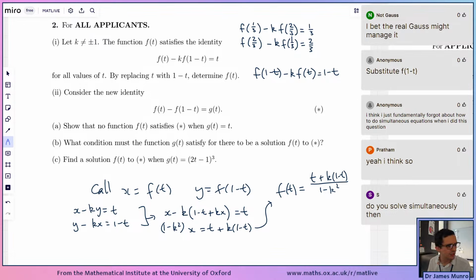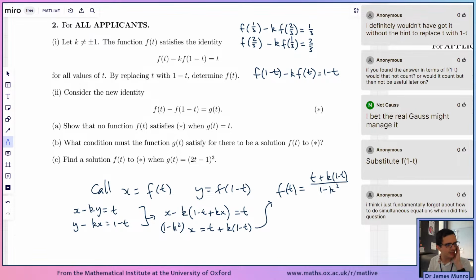Yeah, so some sort of substitutions. Yeah, without the hint, no idea what we would do. Well, I mean, you might eventually think of the hint. And it's not quite a hint, is it? It's more of an instruction: by replacing t with 1 minus t. Oh, okay then. Okay, hopefully we're going to try and remember this trick.